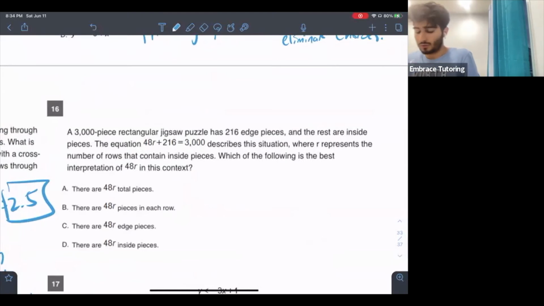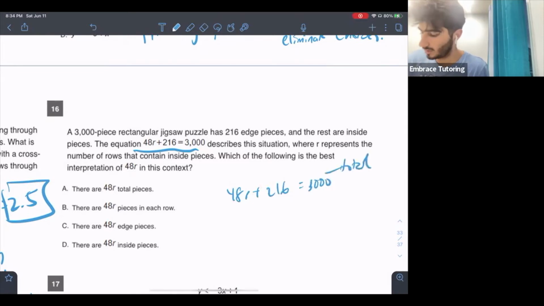Question 16. A 3,000 piece rectangular jigsaw puzzle has 216 edge pieces, and the rest are inside pieces. The equation 48r plus 216 equals 3,000, which is the total. It describes a situation where r represents the number of rows that contain inside pieces. Which of the following is the best interpretation of 48r in the context?